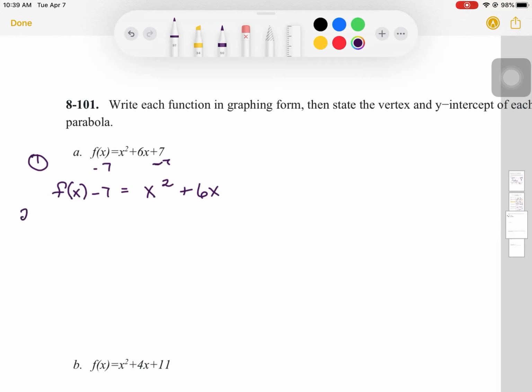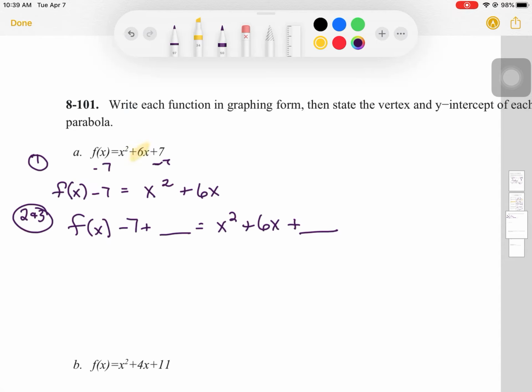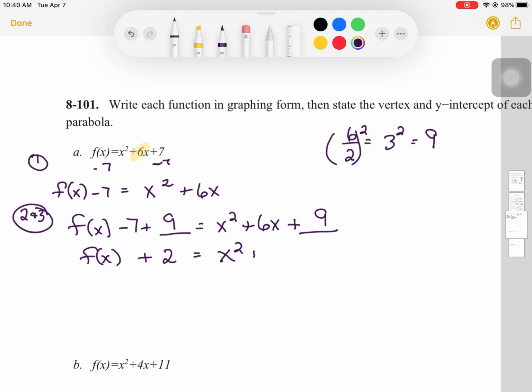Now I'm going to combine steps 2 and 3. I'm going to put f of x minus 7 plus blank equals x squared plus 6x plus blank. So I need to find, I'm going to take b, which is 6. I'm going to find half of b, which is 3, and then I'm going to square it. That's 9. So half of b squared, which is 9, and I'm going to add that to both sides. Now I've got f of x plus 2 equals x squared plus 6x plus 9. This was step 4.